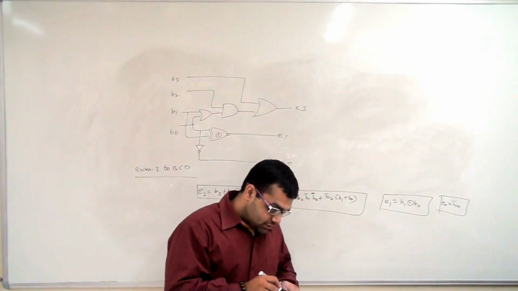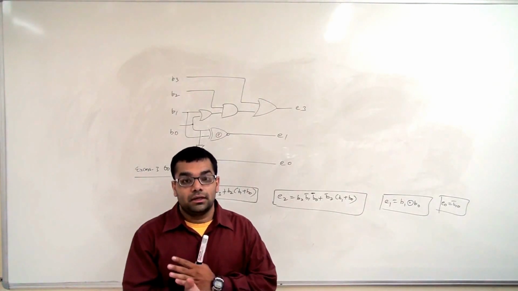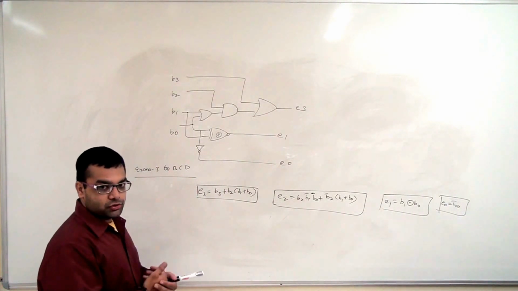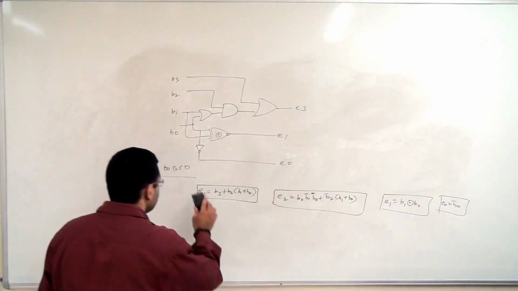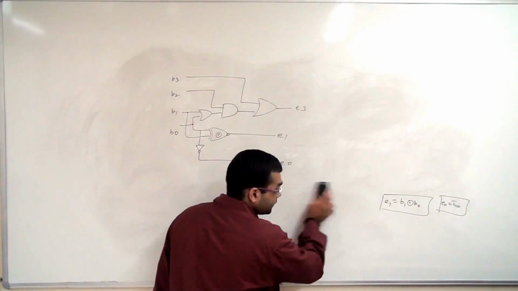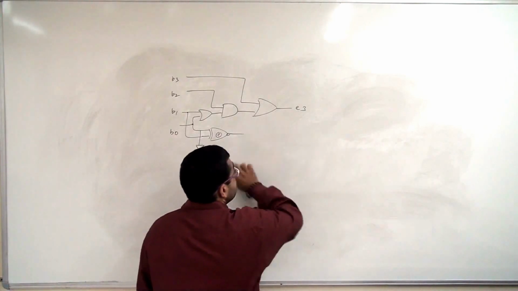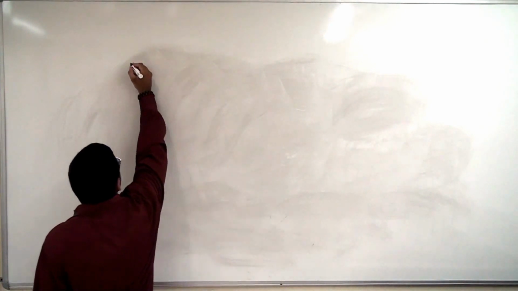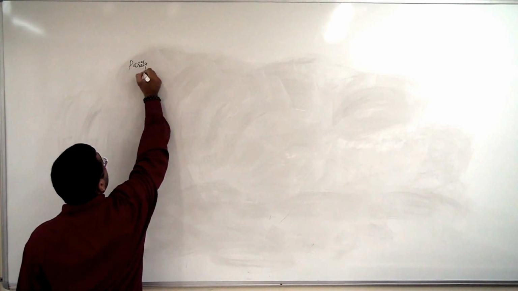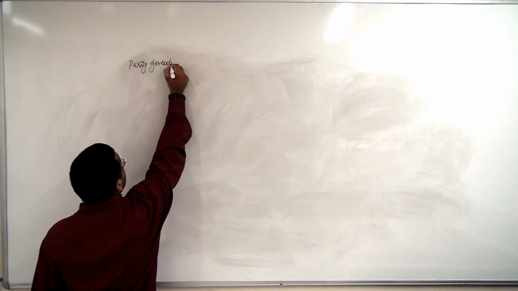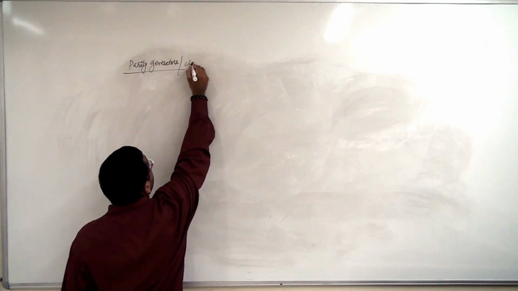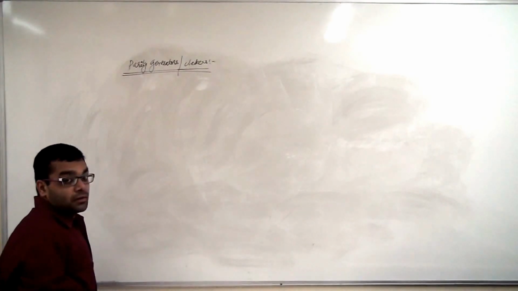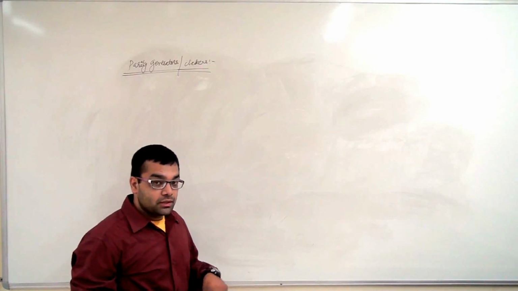Similarly, we can have circuits that go from binary to BCD, BCD to binary, that way also. Okay. Let us talk about another class of circuits that are called parity generators and checkers. Now, parity codes we have already done. Okay, just moving the concept further.